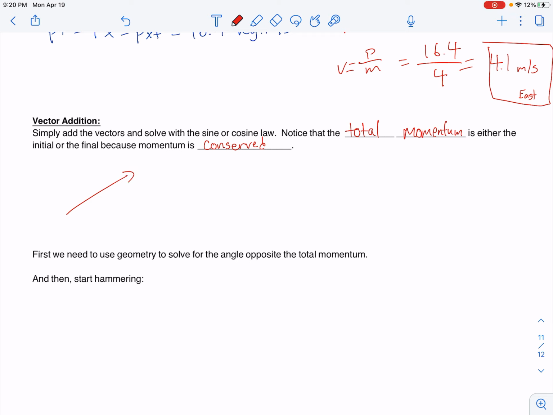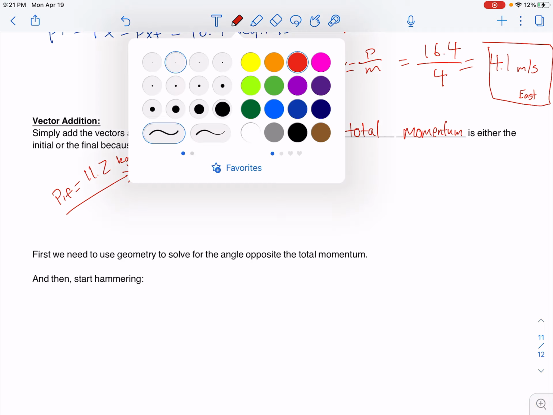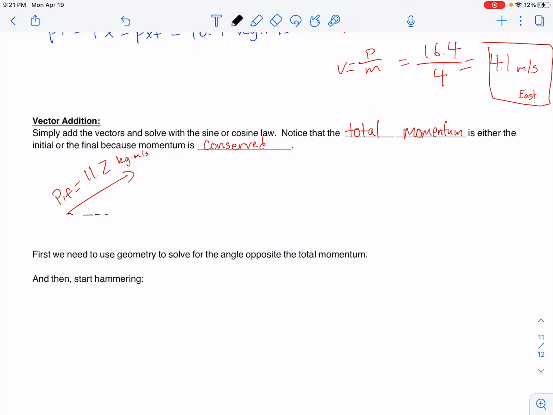So we started with the momentum of the bowling ball after the collision, and we already found this. To find that, it's just taking the mass of the bowling ball times its velocity. We've got 11.2 kilogram meters per second. And we know that the direction it was moving was 32 degrees above east.